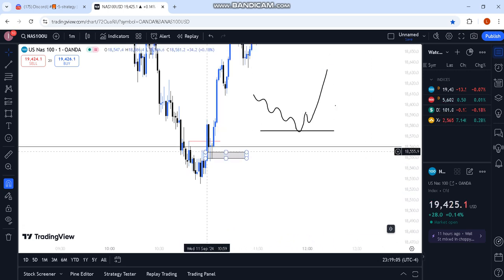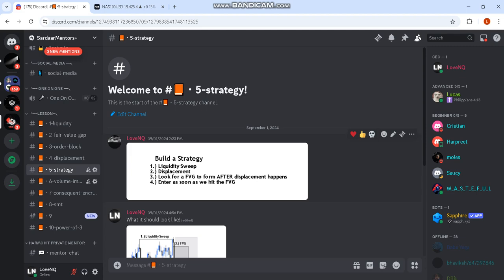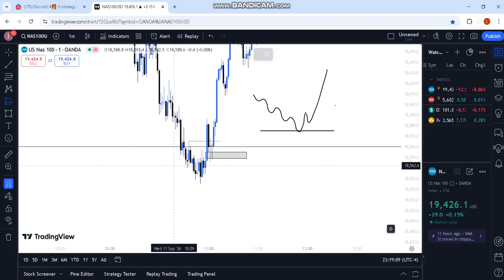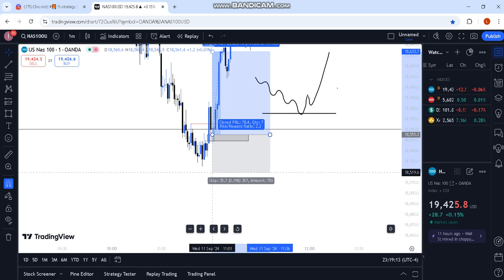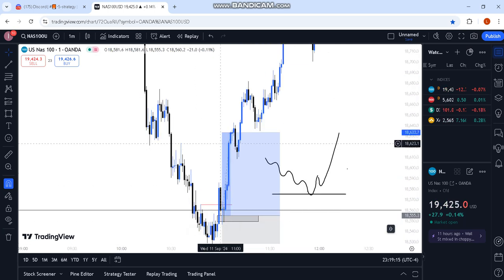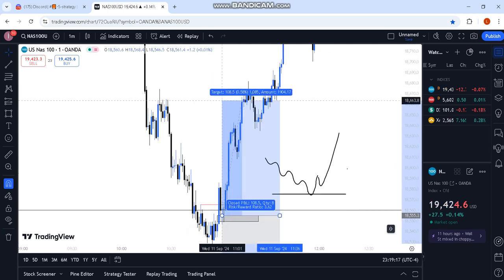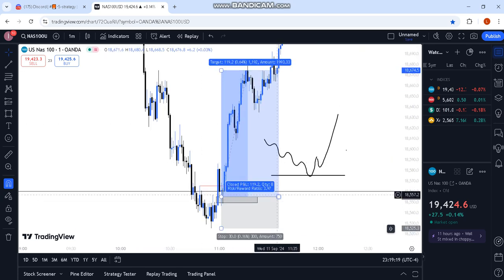Fair value gap right here. Fourth step is you enter as soon as we hit the fair value gap. So we hit the fair value gap, boom, that's our long entry right there. Stop loss right here, below its low. We target previous highs. We target that high, and we get perfectly smashed.